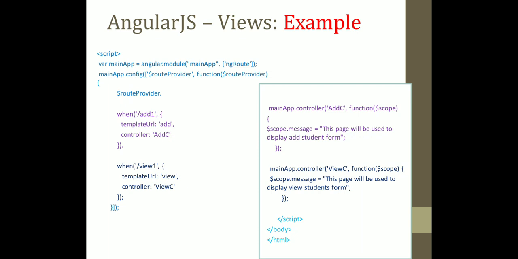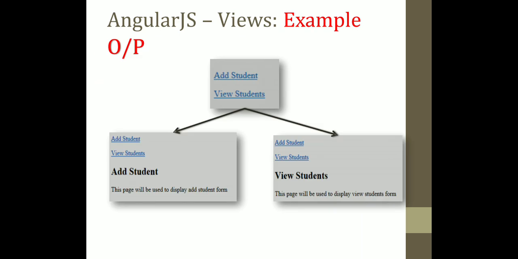So we'll see how the output will be given. Here the thing to be considered is we have used three things: ng-view, ng-template and $routeProvider. Okay, so this will be our output.